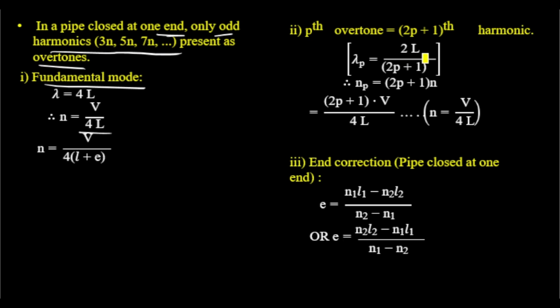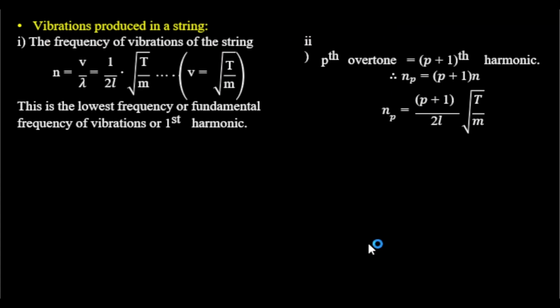The pth overtone is the (2p plus 1) harmonic. So lambda p is 4L divided by (2p plus 1), so n p is equal to (2p plus 1) into v divided by 4L. This is the pth overtone. End correction applied to state 1: e is equal to (n1 L1 minus n2 L2) divided by (n1 minus n2), or e is equal to (n2 L2 minus n1 L1) divided by (n1 minus n2).